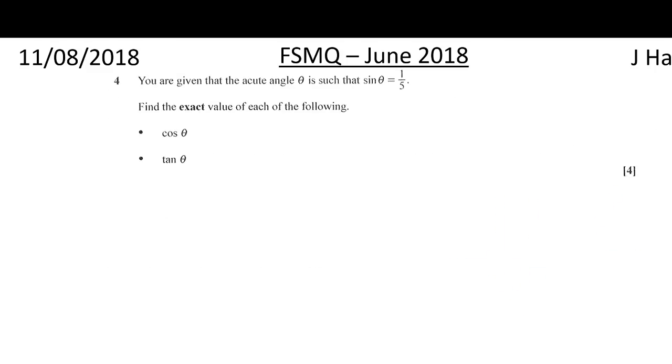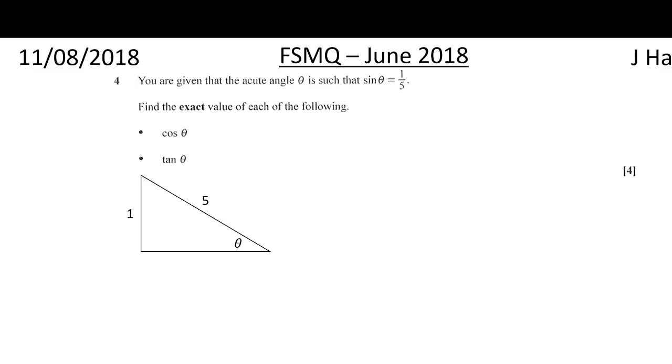So this one is the first real interesting question on the paper. You're given that the acute angle theta is such that sine theta is a fifth. Find the exact value of each of the following: cos theta and tan theta. So if we've got a right angle triangle with theta as the angle, we know that sine of that theta is a fifth. So that must mean the opposite over the hypotenuse is 1 over 5. So the opposite is 1 and the hypotenuse is 5.